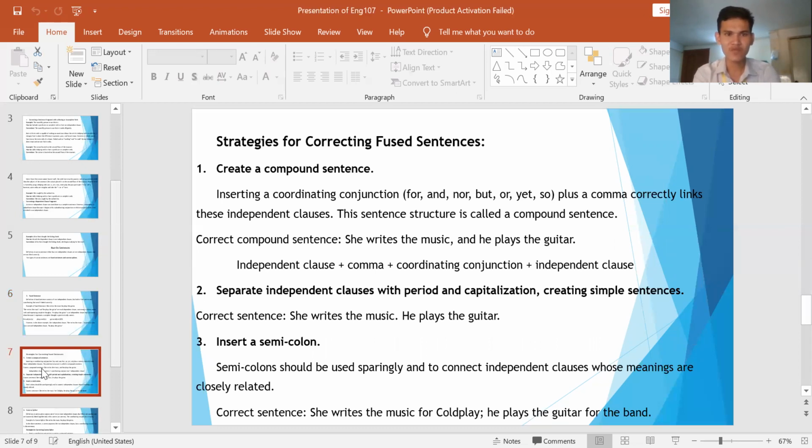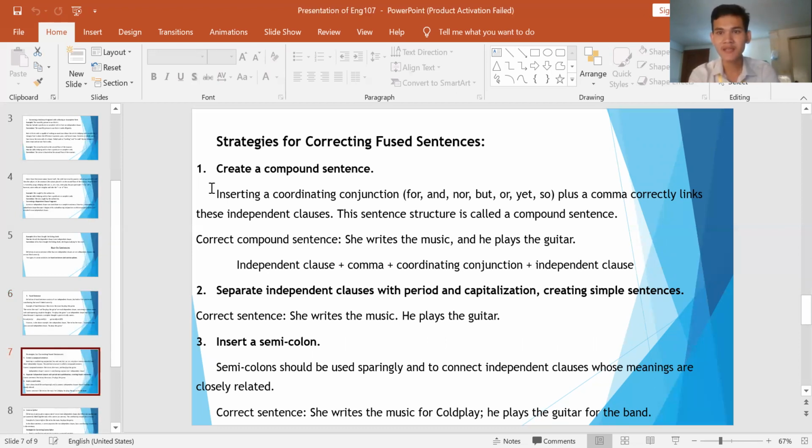Strategies for correcting fused sentences. The way to correct it, how to identify the fused sentences. One, create a compound sentence. What does compound sentence mean?